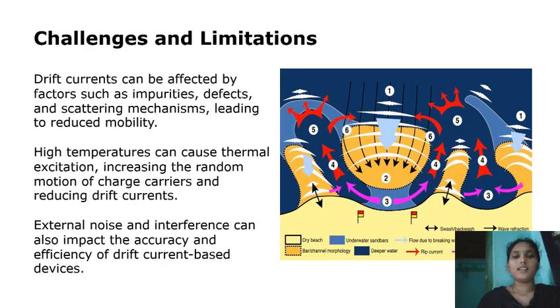And next, challenges and limitations. Drift currents can be affected by factors such as impurities, defects, and scattering mechanisms leading to reduced mobility. High temperatures can cause thermal excitations, increasing the random motion of charge carriers and reducing drift currents. External noise and interference can also impact the accuracy and efficiency of drift current based devices.